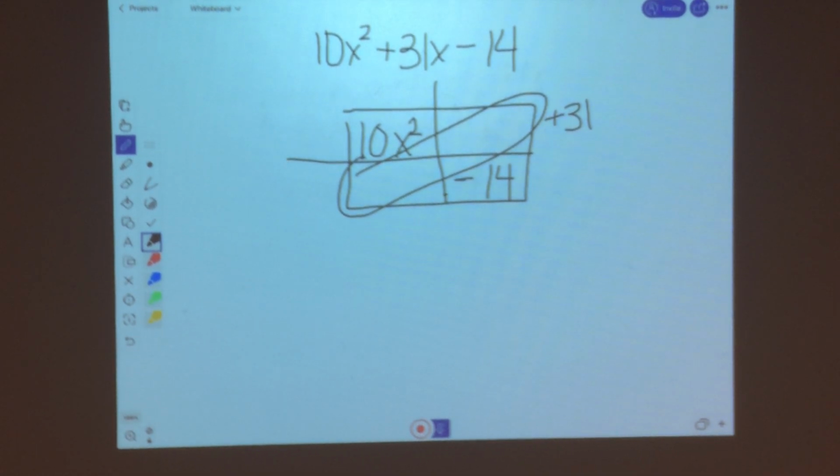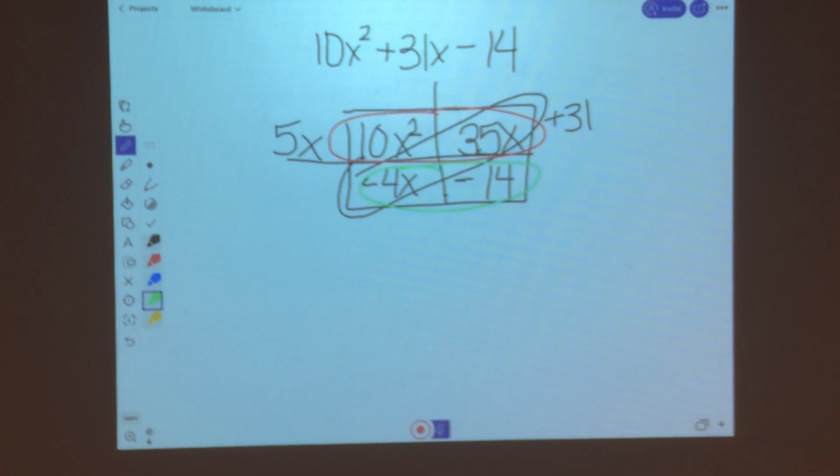So in this top box, I'm going to put 35x, and in this bottom box, I'm going to put a negative 4x, right? So looking at my top row, 10x squared and 35x, I'm going to factor out a 5x. In my bottom row, a negative 4x and a negative 14, I'm going to factor out a negative 2. Okay? So what that gets me, if I have 5x and I need to get to 10x, I have to take it times 2x. Right? Because 2 times 5 is 10, x times x gives me that x squared.